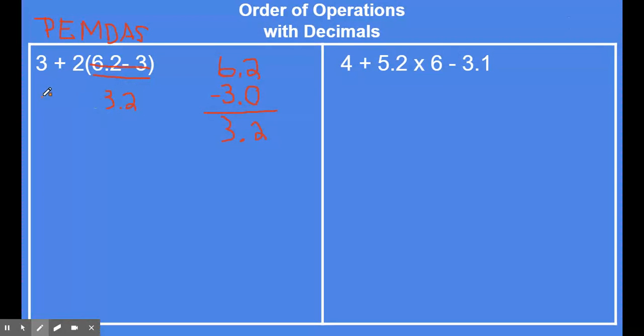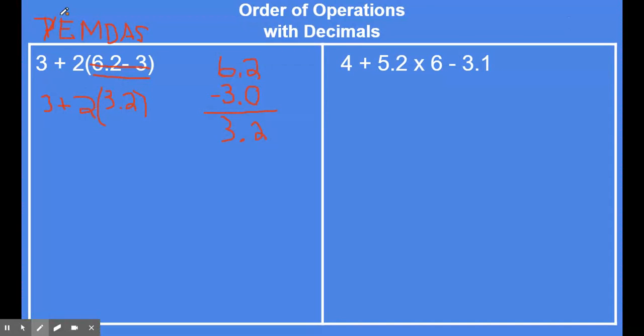And now what's my next step? Rewrite my question. 3 plus 2, excuse my handwriting, times 3.2. All right, so now I'm here. Okay, so I've done parentheses. There are some more parentheses, but remember, does this really mean parentheses?